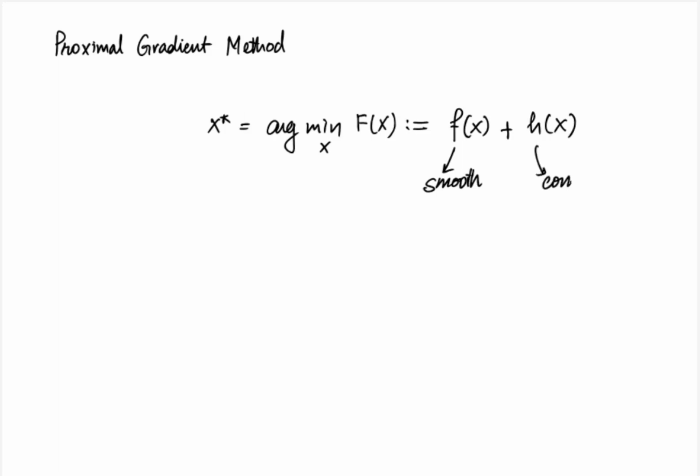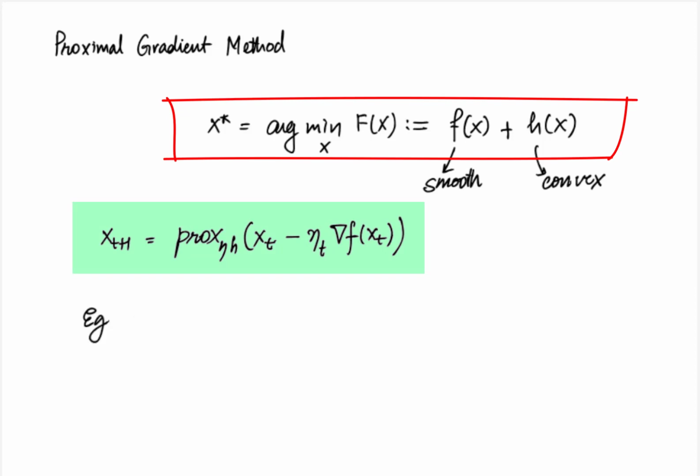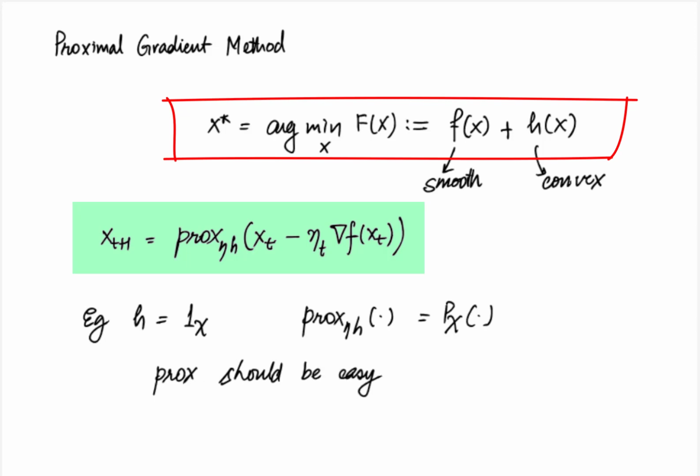The proximal gradient method in this case is given by x_{t+1} equal to prox with respect to eta_t times h of (x_t minus eta_t times gradient f of x_t). Clearly, if h is an indicator function, then the proximal operator becomes the projection operator and the proximal method becomes the projected gradient method. As in the projected gradient method, the update equation requires us to assume that the proximal operator is inexpensive, or in other words, the calculation of the prox is easy.